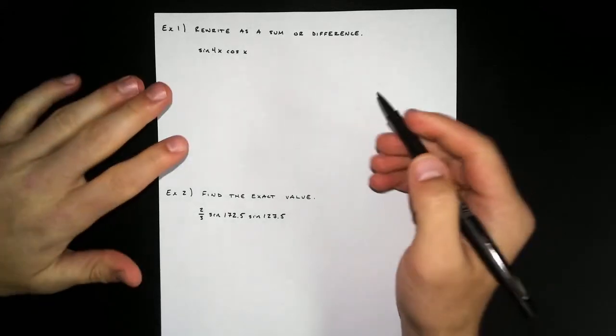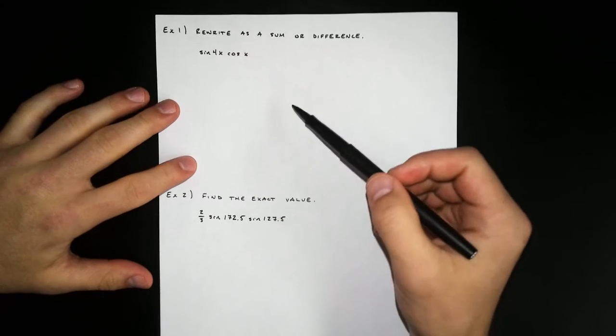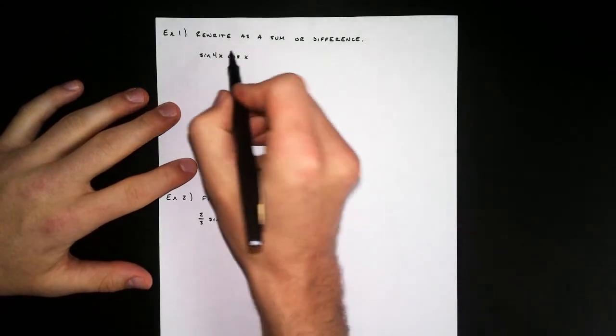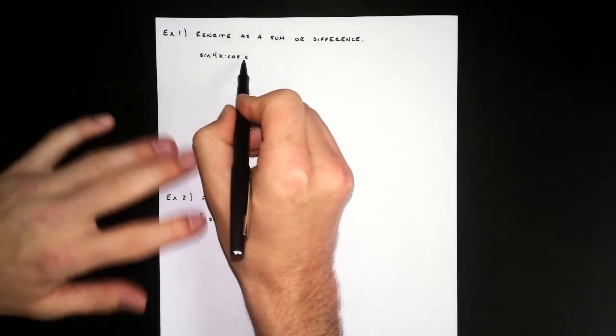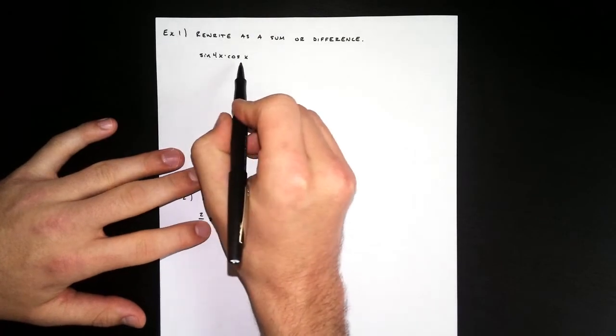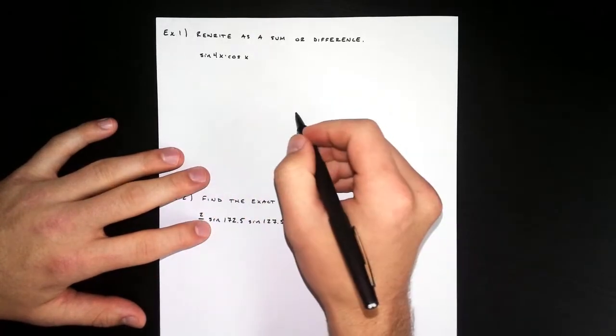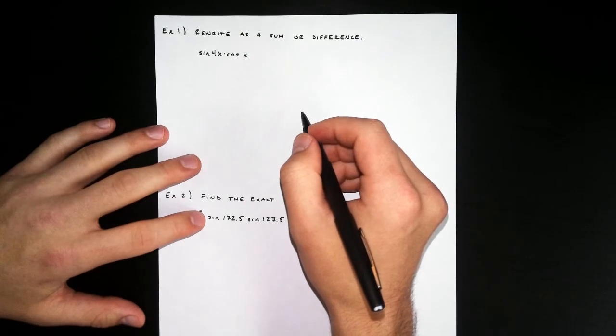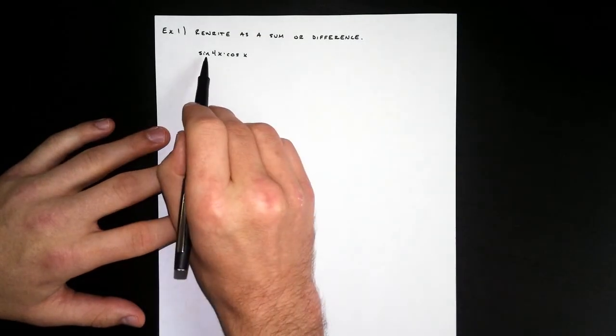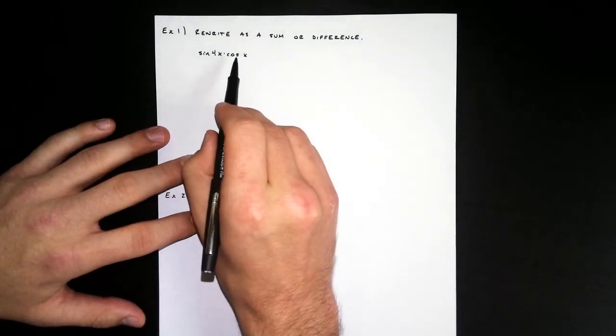So my first example, all I want to do in this case is just do a little bit of rewriting. So sine of 4x, and this is times the cosine of x. So I have a product, and I want to rewrite this as a sum or a difference of trig ratios. So I'm going to take a look. I have sine times cosine.